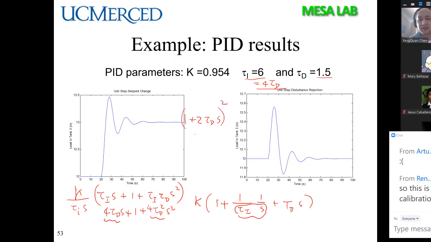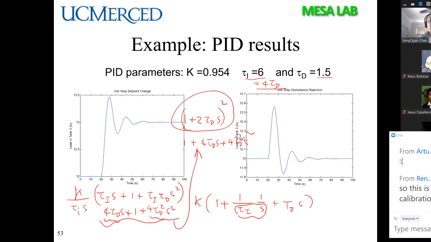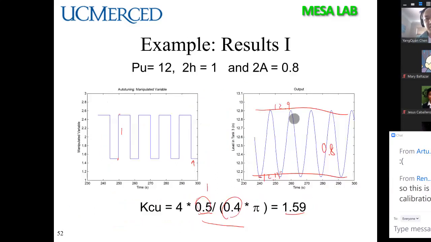So this is 1 plus 4 tau d s plus 4 tau d square s square. So exactly this is this. So I can make a complete square here by setting tau I and tau d. I give an explanation why we need a 4 tau d: it is because of the complete square.